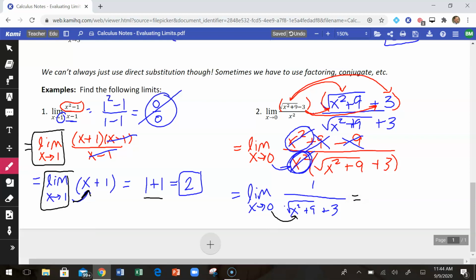So I'm going to stop writing the limit. I'm going to now just evaluate. If I plug in 0 in the inside of the square root, I get the square root of 9. So then I have 1 over the square root of 9 plus 3, which would be 1 over 3 plus 3, which would be 1/6. So again, what did we find here? We found that if we were to look at the function, the square root of x squared plus 9 minus 3 all over x squared, and we graph that, as the x's approach 0, the y values are approaching a value of 1/6.